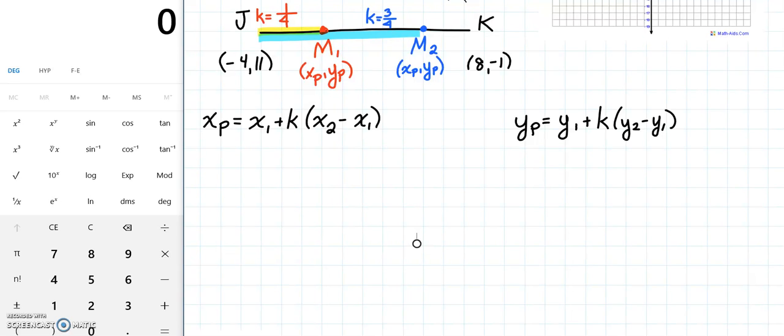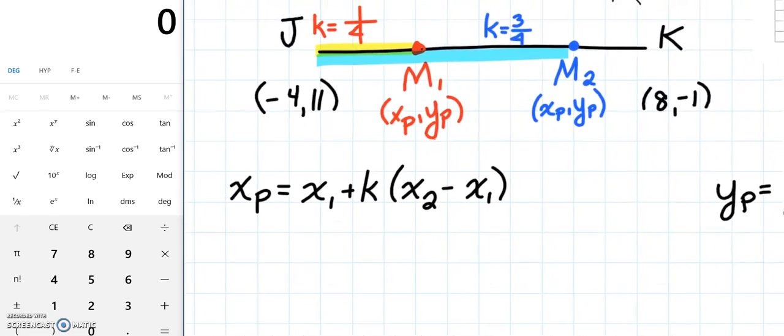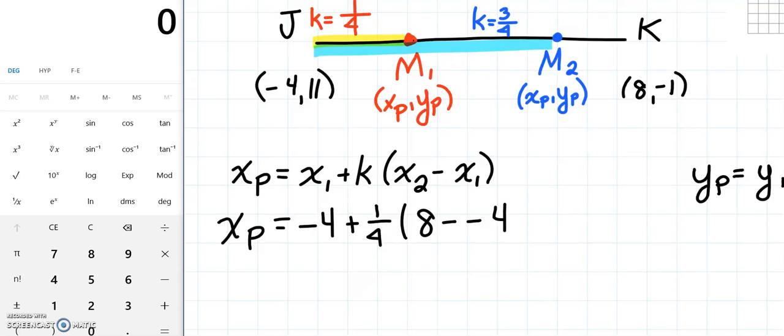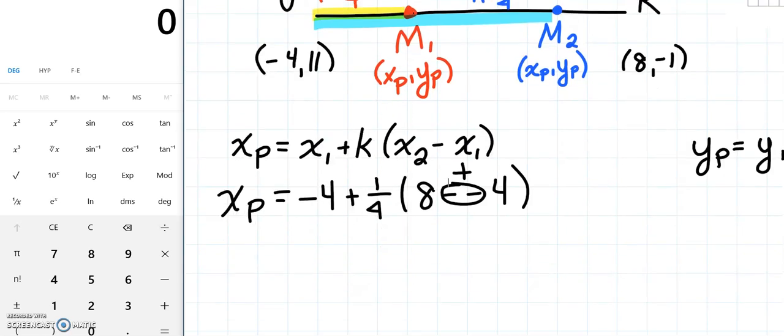Let's plug things in and let's work it through. All right, so starting with XP. We have XP missing. That's the partitioning point. We have X1, which is our starting point, -4, plus K, in this case it's 1/4, times our X2, which is 8, minus our X1, which is -4. The two minuses, automatically I circle them, they make a positive. And now we move on to the next step.